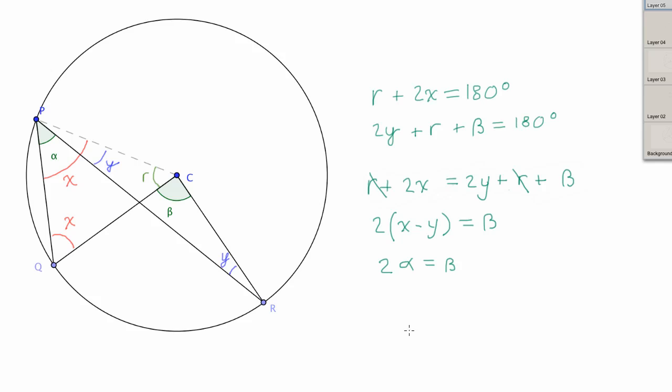We've now proved all three possible cases, which means that this theorem holds for all positions of P. Well, that's not strictly true. If we put P here on the arc QR, then we run into problems because it's not entirely well defined. That's not going to work. But as long as P stays outside of the arc QR, we're fine, and the theorem is proven.